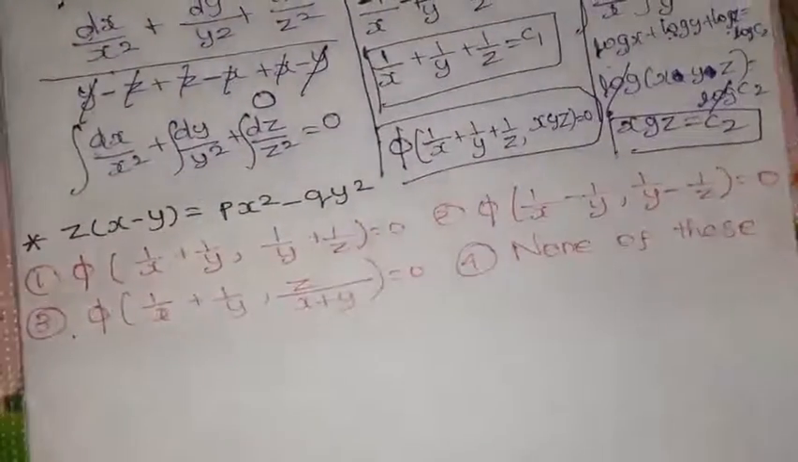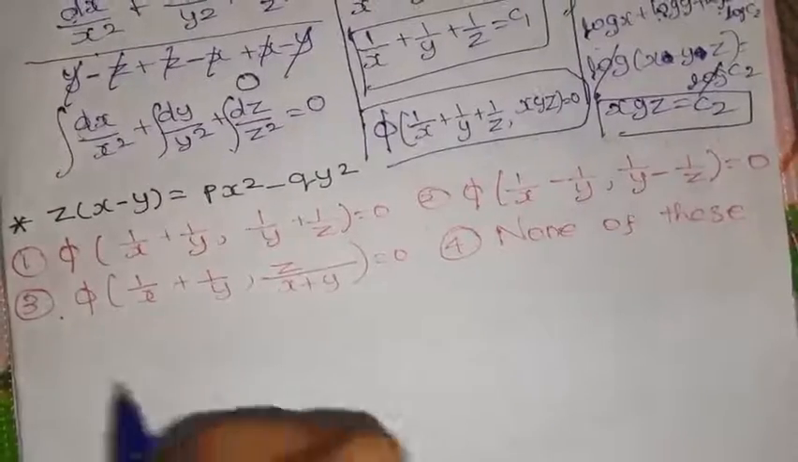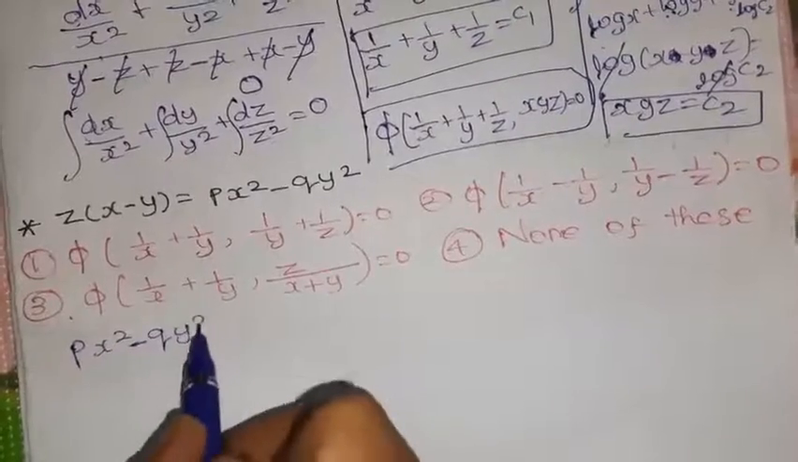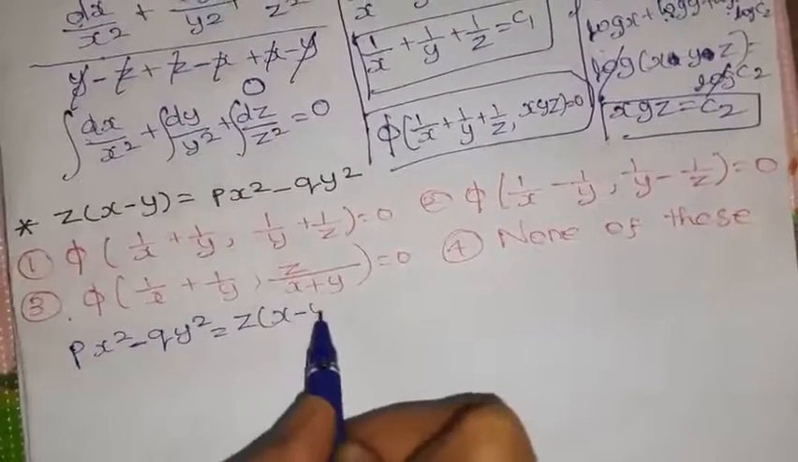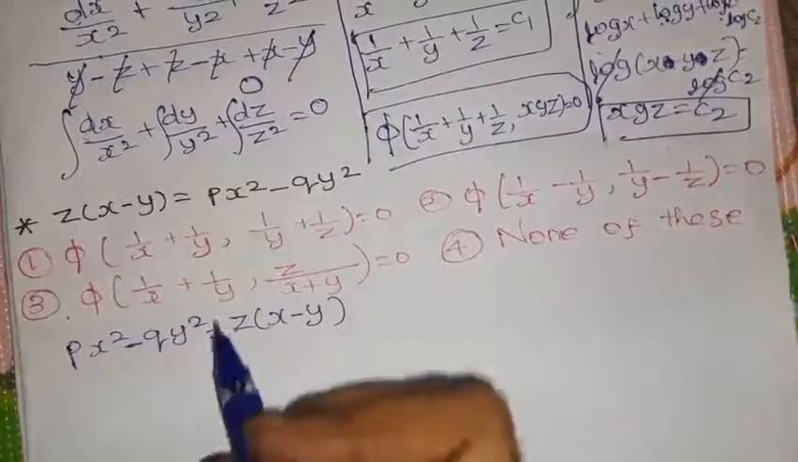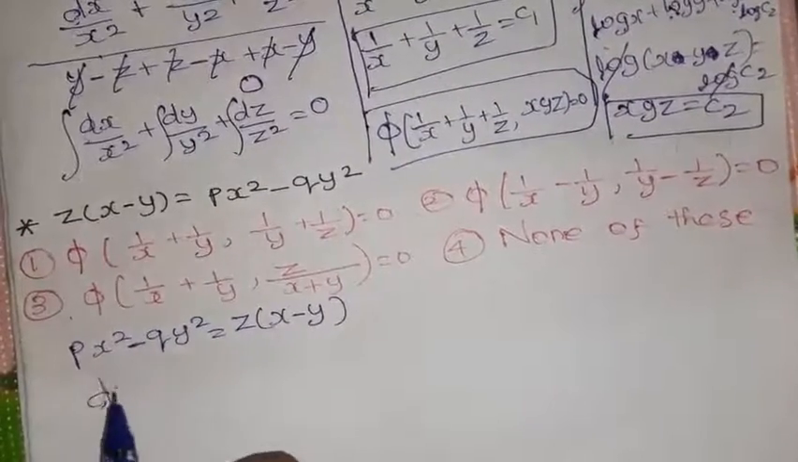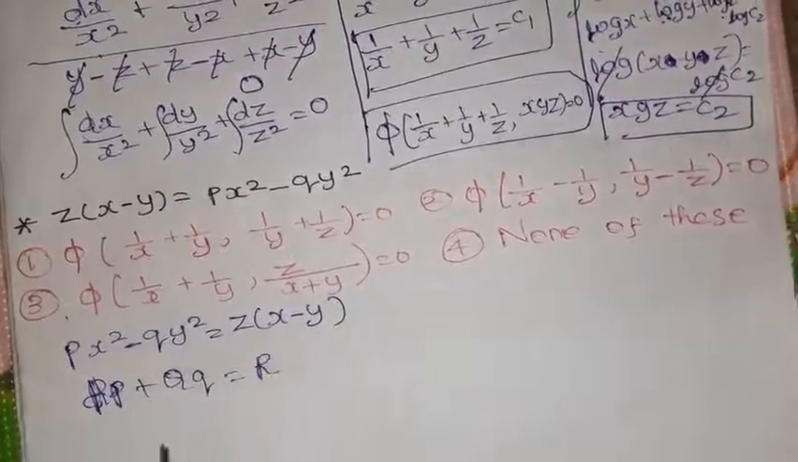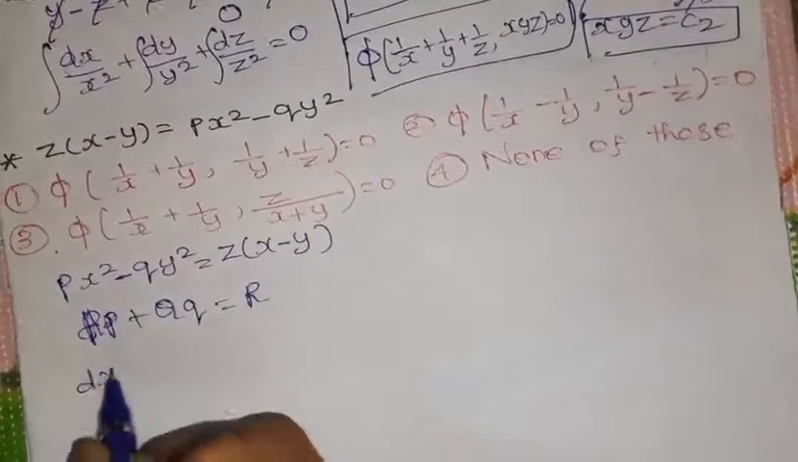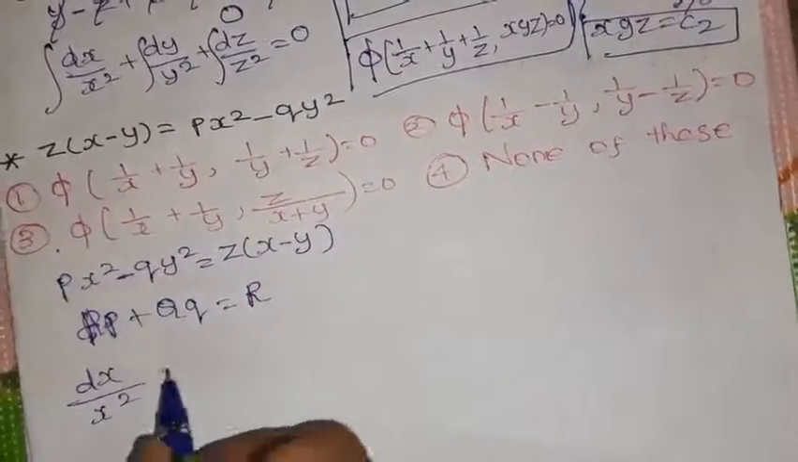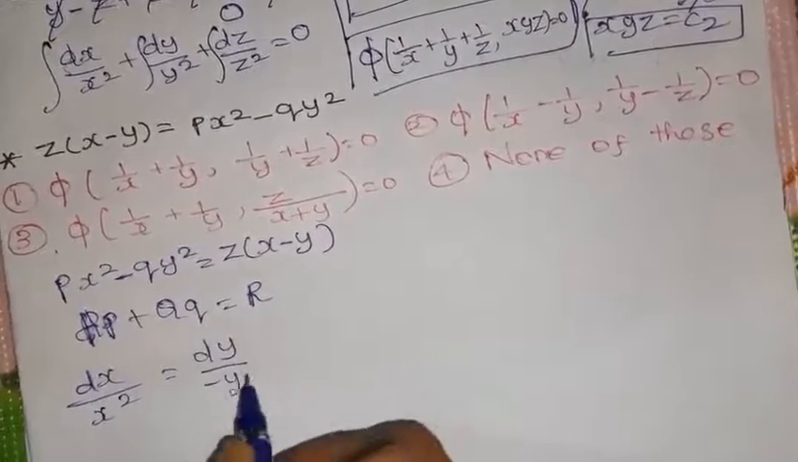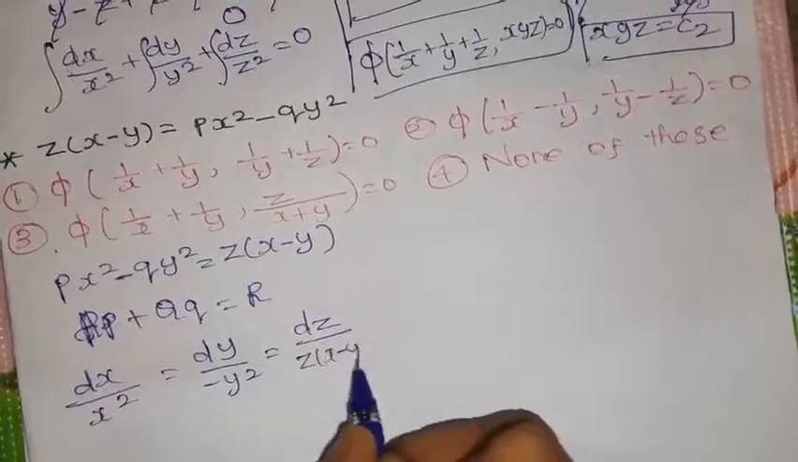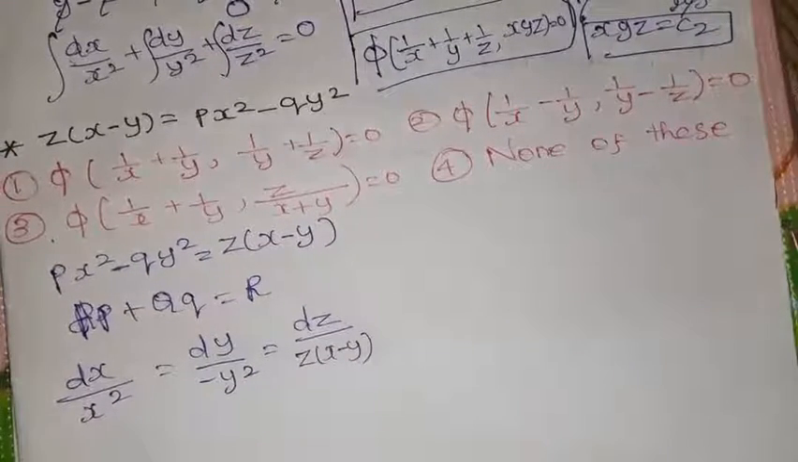We will solve some more problems. You can get an idea. So what is given? We can write it like this: px squared minus qy squared equals z into x minus y, right? Then what we need to do? What is the auxiliary equation? This is of the form Pp plus Qq equals R. Then the auxiliary equation is dx by x squared, dy by minus y squared, equals dz by z of x minus y. So this is the auxiliary equation.